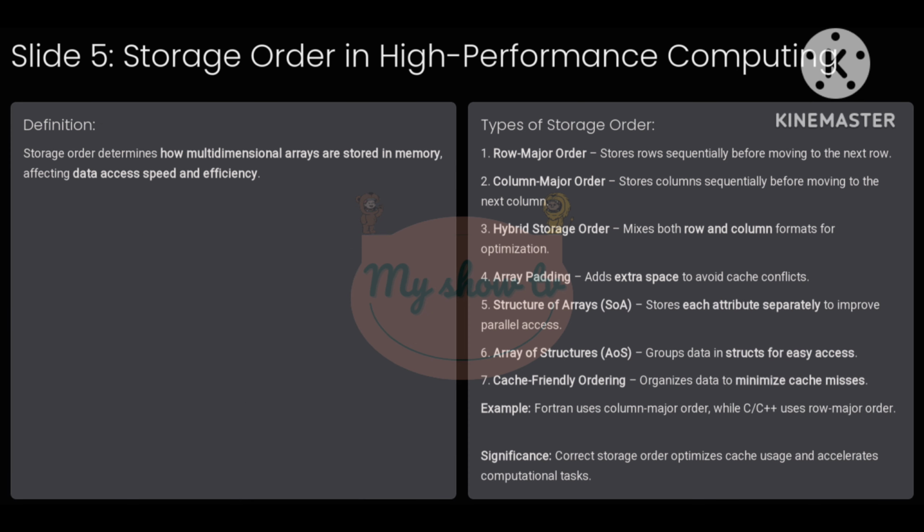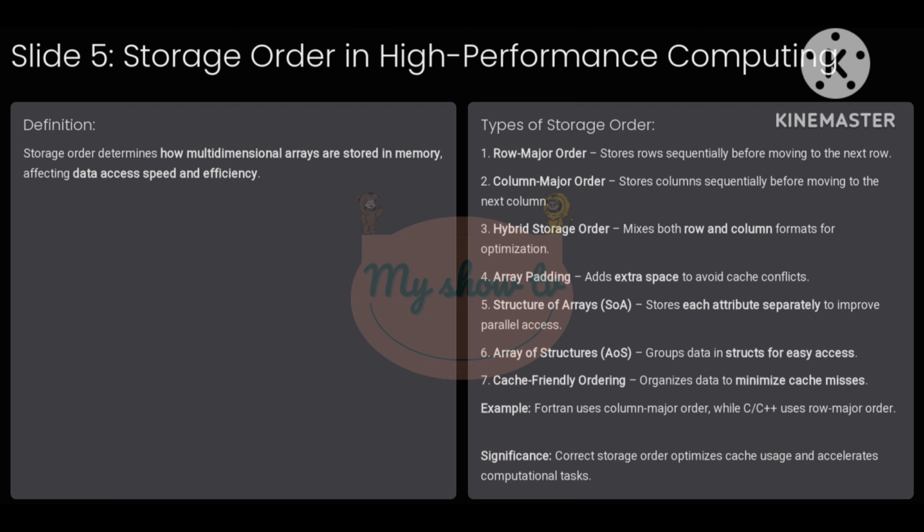Slide 5. Storage order in high-performance computing. The way data is stored in memory affects access speed, cache efficiency, and overall performance. Key storage orders explained. 1. Row major order stores rows sequentially before moving to the next row. Best for C, C++, Python, NumPy. 2. Column major order stores columns sequentially, improving column-wise access. Best for Fortran, MATLAB.